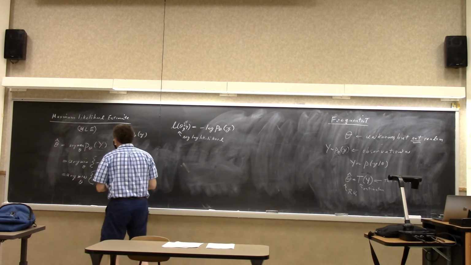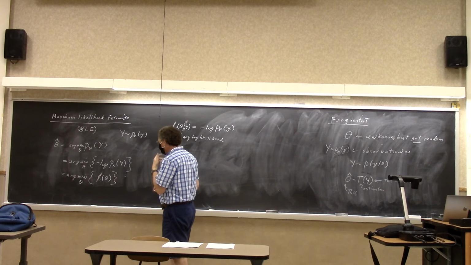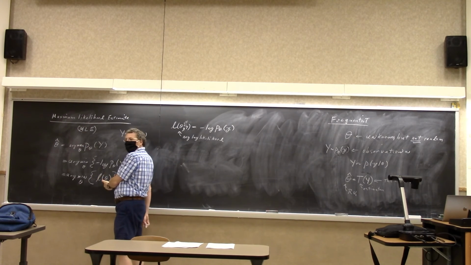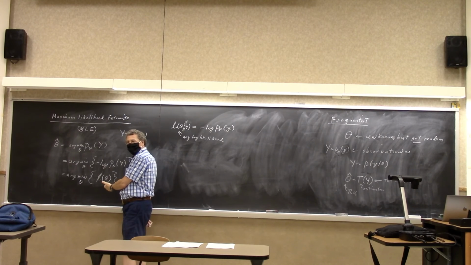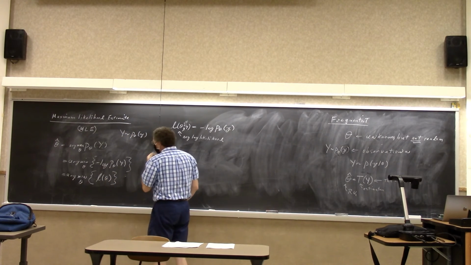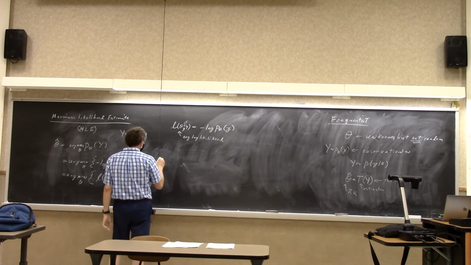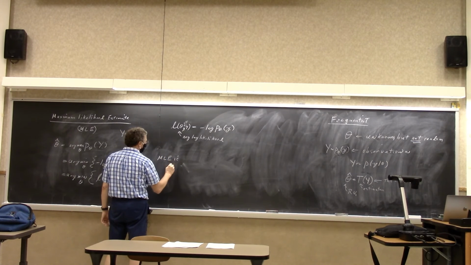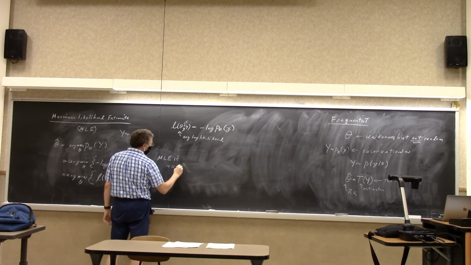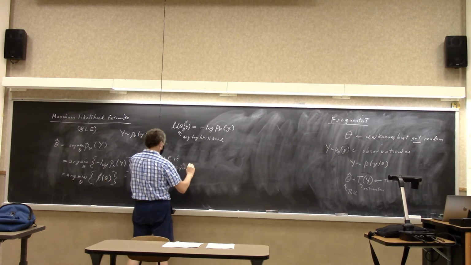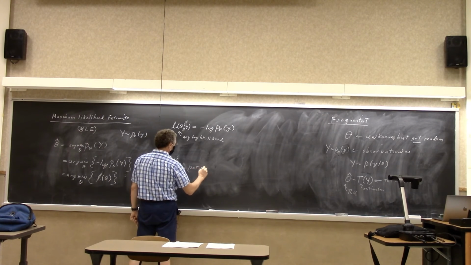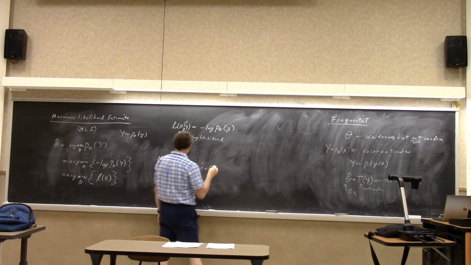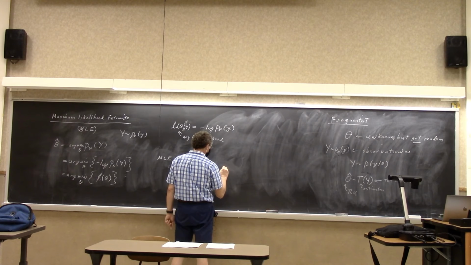So it turns out that the maximum likelihood estimate, under some simple constraints, like the support of the distribution can't be a function of theta, I think that's the main one. Under some general constraints, it turns out that the maximum likelihood estimate is asymptotically efficient.